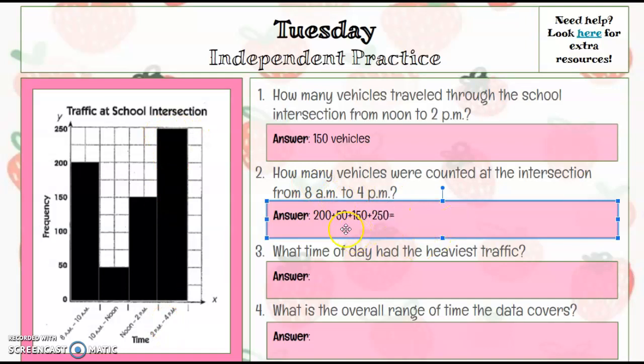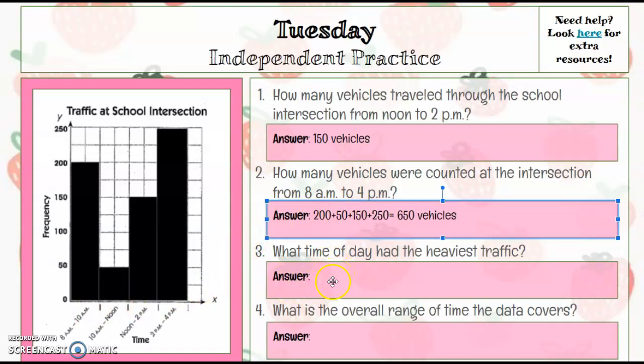So when I add them all up, I get 200, 250, plus another 100 is 350, 50 more is 400, plus 200 is 600, plus 50 more is 650. So 650 vehicles traveled through the intersection from 8 a.m. until 4 p.m.